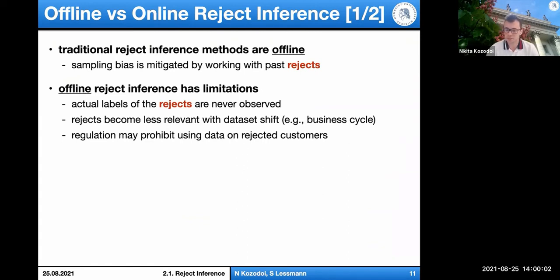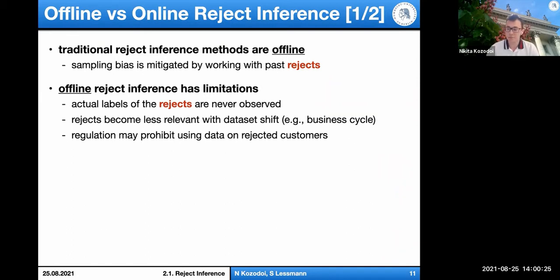For example, in Europe, we have GDPR that has some limitations on for how long and to what extent we can keep information and data on the customers that are not actually our customers. And since we are talking about rejected clients, they're not customers anymore. So these regulations can prohibit to some extent the use of such data.